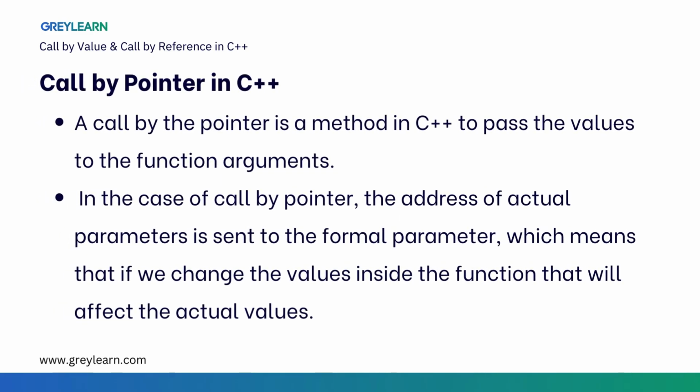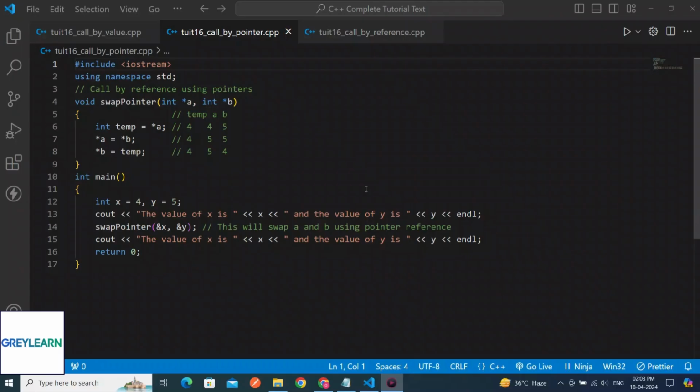Let's move on to another topic, that is call by pointer in C++. Call by pointer is a method in C++ to pass the values to the function arguments. In case of call by pointer, the address of actual parameters are sent to the formal parameter, which means that if we change the values inside the function, that will affect the actual values. Let's get back to Visual Studio Code again.